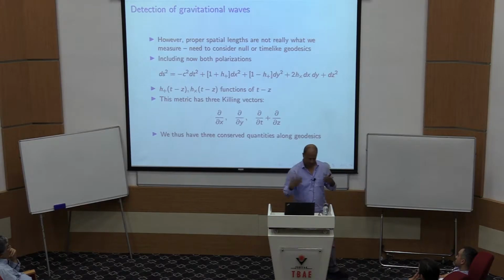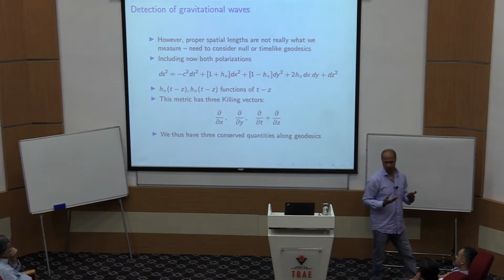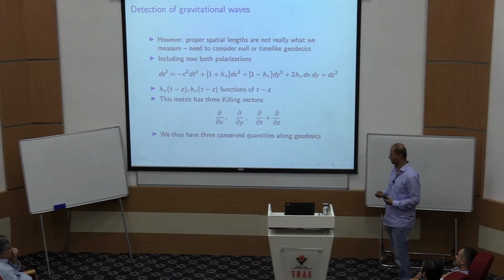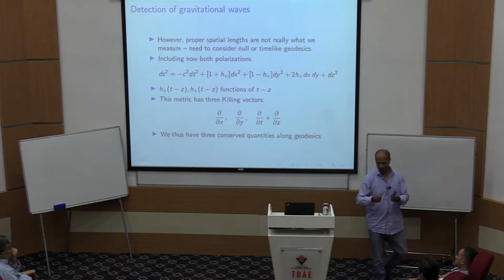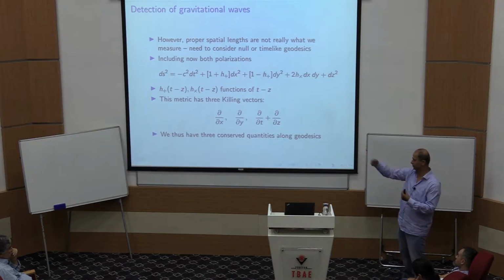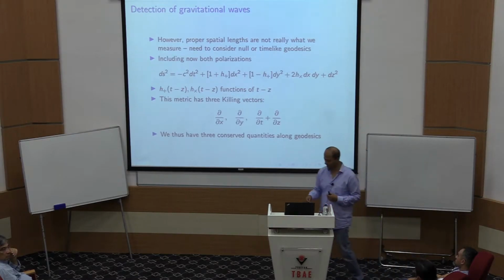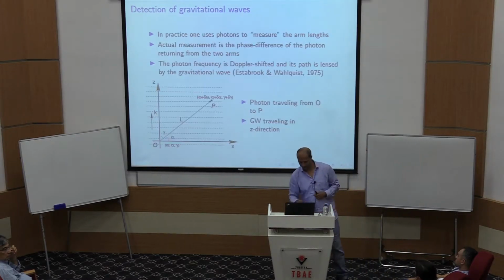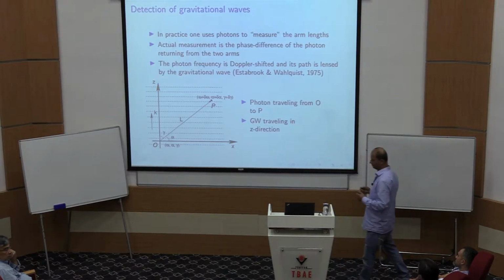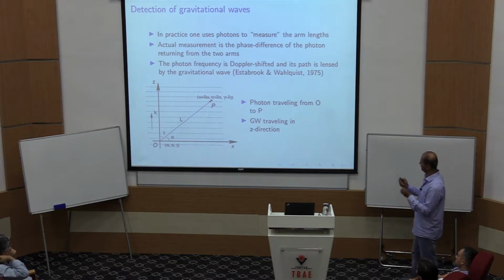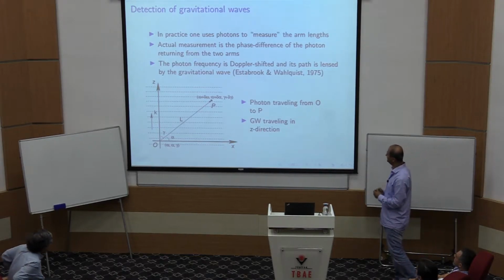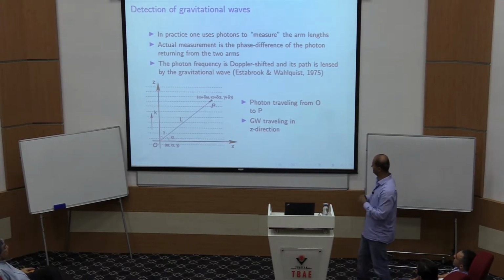And this is now exactly like the redshift calculation in cosmology, or in Schwarzschild spacetime. So again, you have a Killing vector and you have conserved quantities. So that gives a redshift in a Schwarzschild black hole spacetime. So exactly the same calculation. And what you want to do is use photons to measure the arm lengths. And the actual measurement is the phase difference of the photon along the two arms.